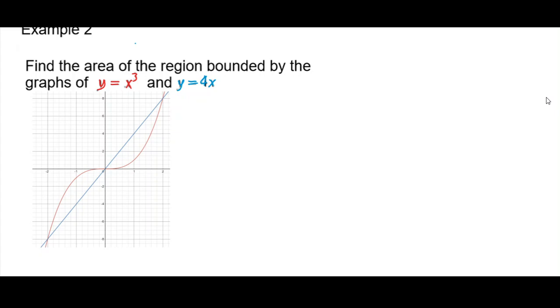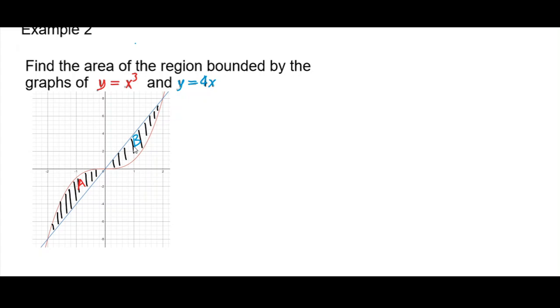And if you look here, we have two regions. We have one area that is bounded down here in the third quadrant. We have another area that's bounded up here. And I'm going to name these two regions. This one down here will be region A, and the region over here will be region B. And we're going to be calculating those areas and summing them together.